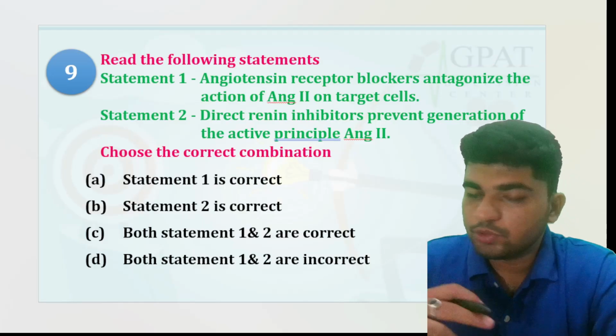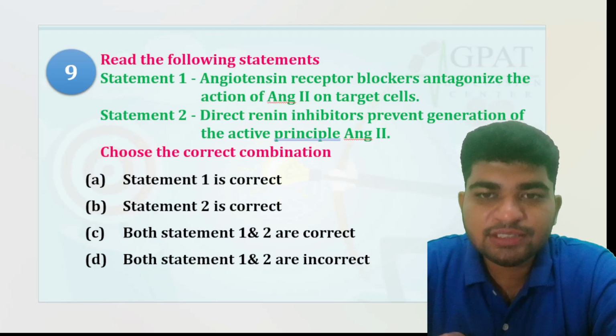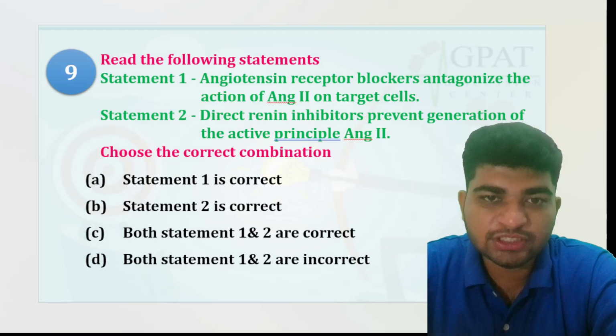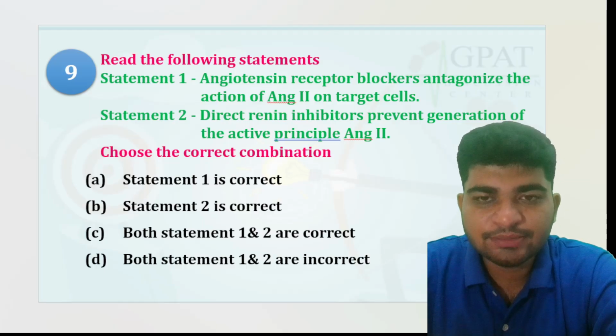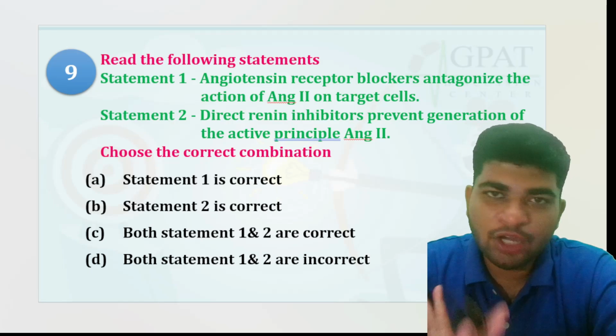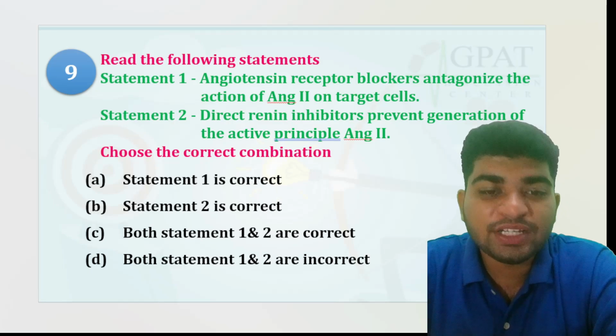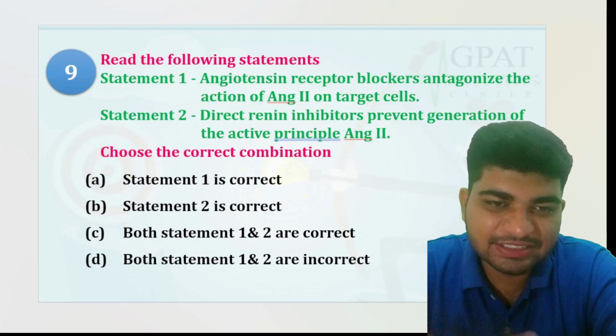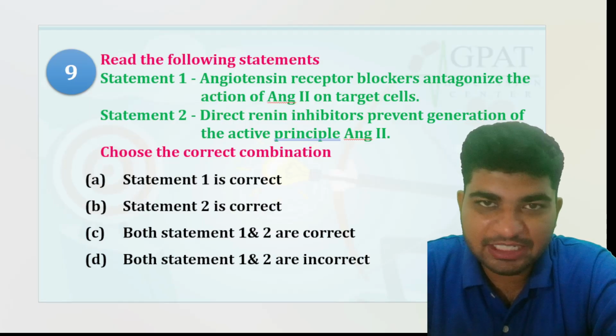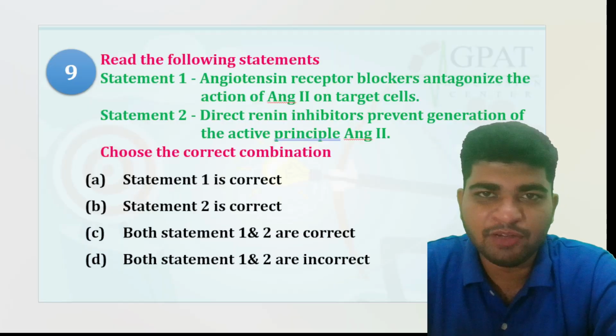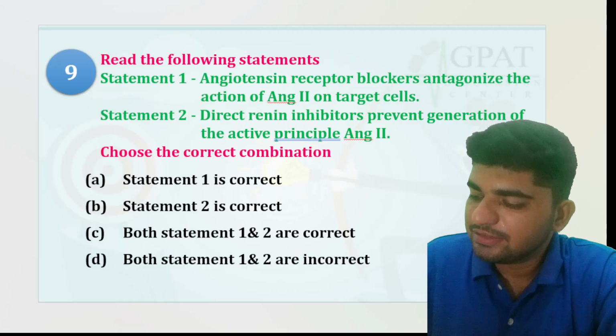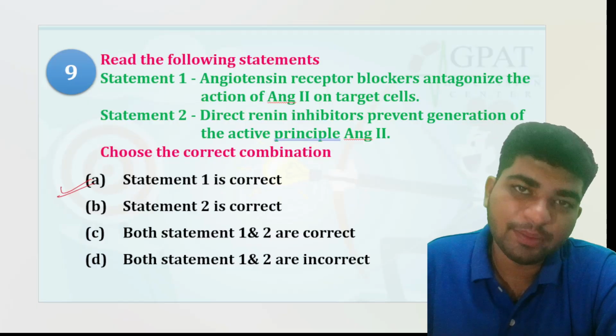Now, again statement-wise questions. Angiotensin receptor blockers antagonize the action of angiotensin 2 on target cells. Direct renin inhibitors prevent generation of the active principle angiotensin 2. So this is up to you. You have to answer which one is right. You have 5 to 10 seconds. This is a very easy question for you guys. Answer it.